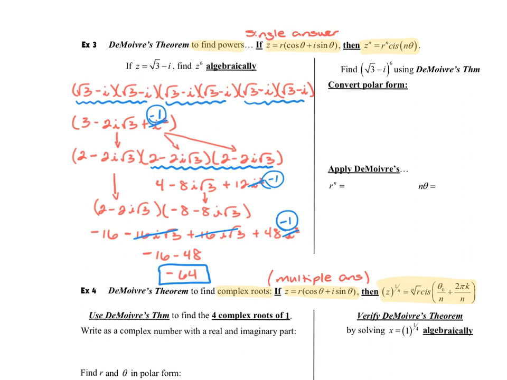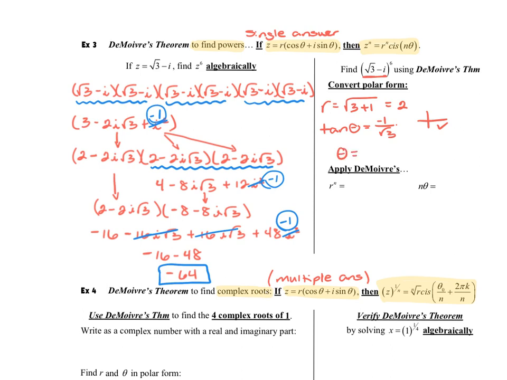First, remember, DeMoivre's theorem requires that our complex number be in its polar form. So we would quickly find our r value. We'd have the square root of 3 plus 1, which gives us 2. Then we would do tangent theta, which is negative 1 over radical 3. We would remind ourselves that our original complex number was in the 4th quadrant. So we would write our theta value.